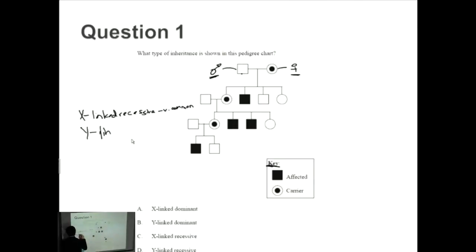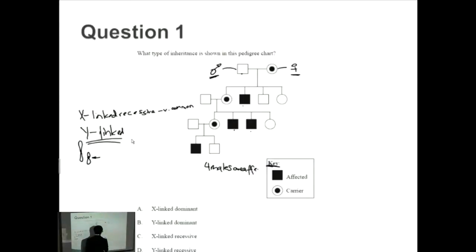Y-linked is very, very rare. Y-linked is very rare, and that's because the Y chromosome is such a small chromosome relative to the X chromosome, so it's unlikely that something is going to be just on the Y chromosome. But let's have a look from here. So let's see. We can see that the number of people that are affected is 1, 2, 3, 4, and lo and behold, they're all males. So 4 males are affected.